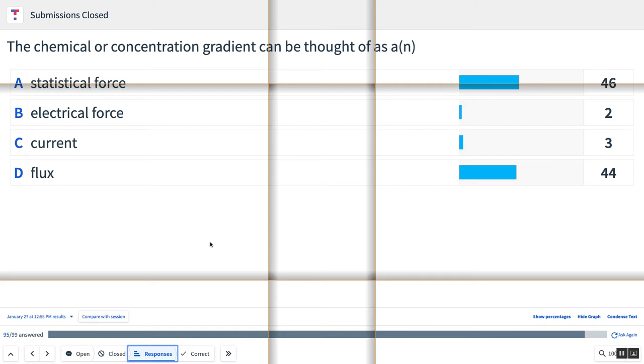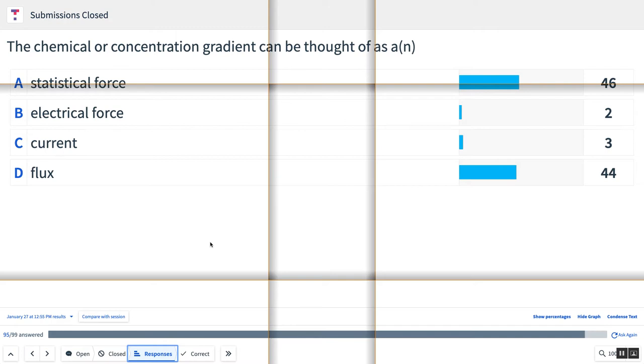A statistical force is the correct answer, okay? And I want you to remember that because what we talked about was the concentration gradient can also be thought of as the chemical gradient or chemical force. And it really is just about probabilities, right? The probability that molecules are going to collide with each other and move across the pore is higher going from high concentration to low concentration than the other way. Okay, so it's really only about probabilities. We call that a statistical force, even though it's not a real force. But this is going to come into play when we talk about diffusion of charged particles on Wednesday. Okay, so keep it in mind.